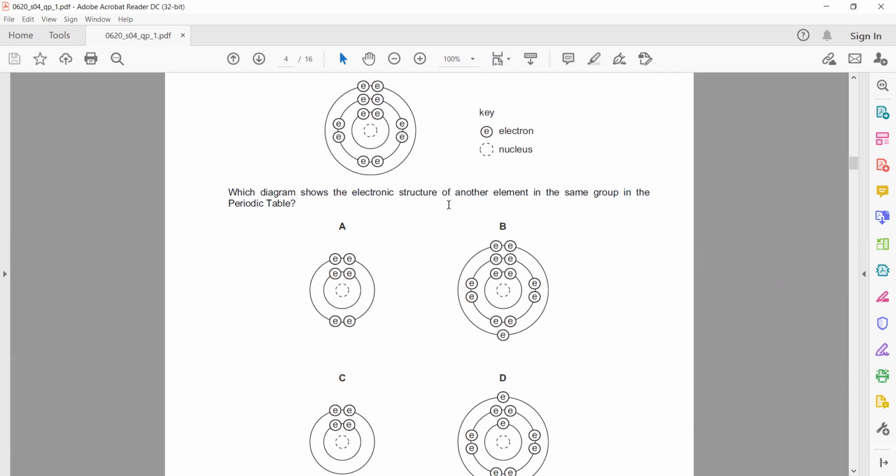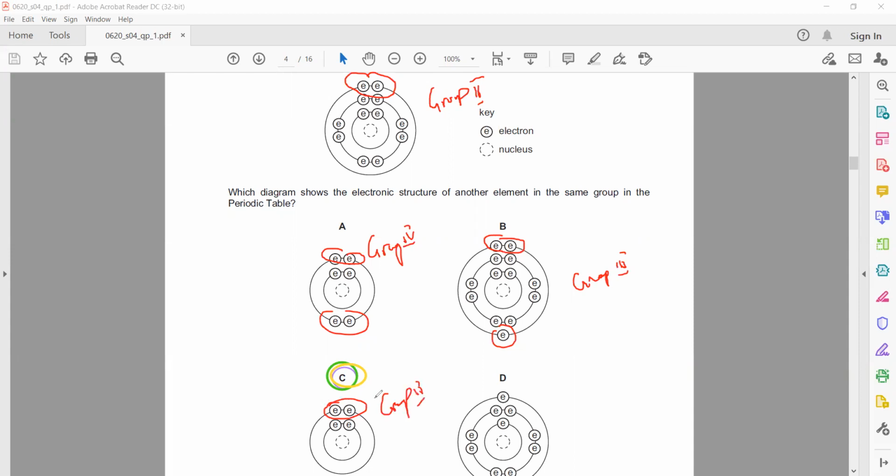Which diagram shows the electronic structure of another element in the same group? So to work out the group, you have to check the number of electrons in the last shell, which represents the group. How many electrons are there in the last shell? It has 2 electrons in the last shell, so it is group 2. What about A? When we check this, 2 plus 2, 4, so this is group 4. When we check this, the number of electrons in the last shell, 2 plus 1, that is 3, so it is group 3. When we check this, only 2 electrons, that is group 2. So C is the right answer.